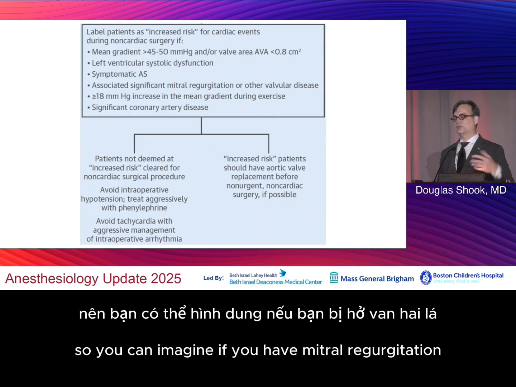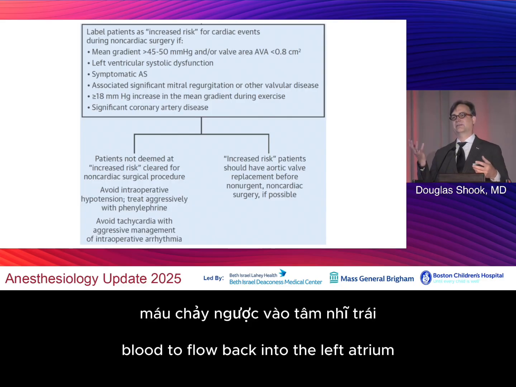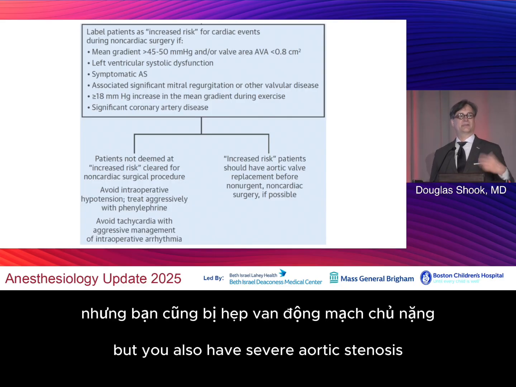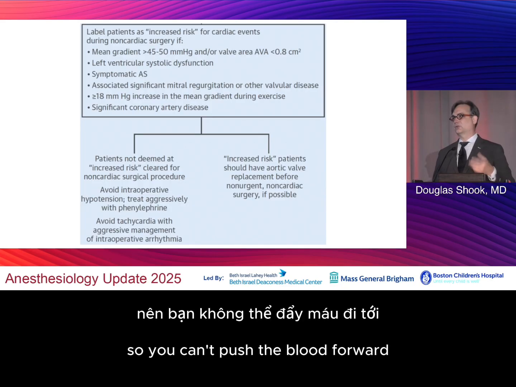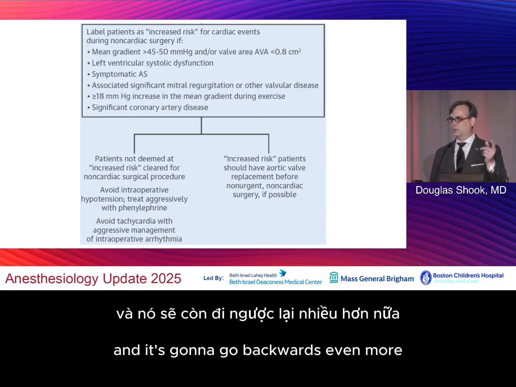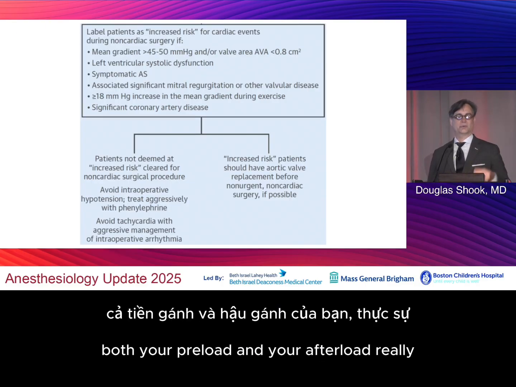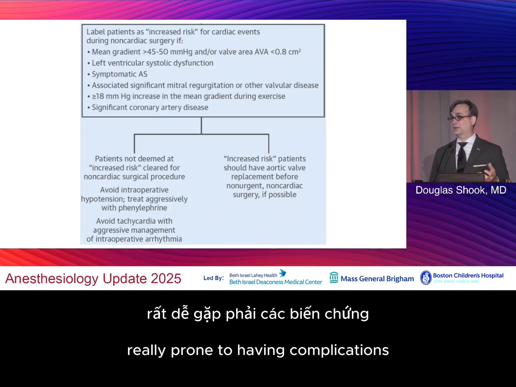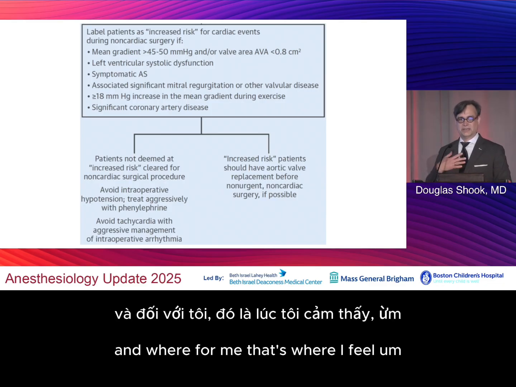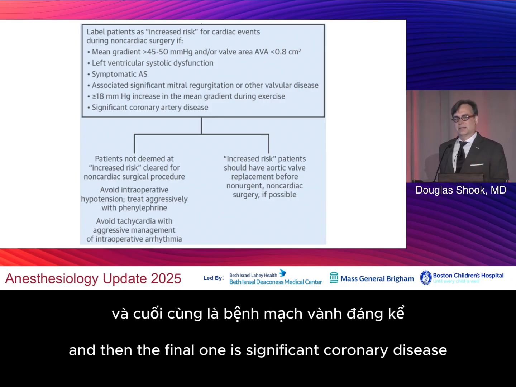So you can imagine if you have mitral regurgitation, which is causing blood to flow back into the left atrium, but you also have severe aortic stenosis, so you can't push the blood forward, it's all going backwards, and it's going to go backwards even more, and having the complicating factor of having an anesthetic that's going to reduce both your preload and your afterload, really, really prone to having complications. And for me, that's where I feel particularly at risk. And then the final one is significant coronary disease that's untreated.